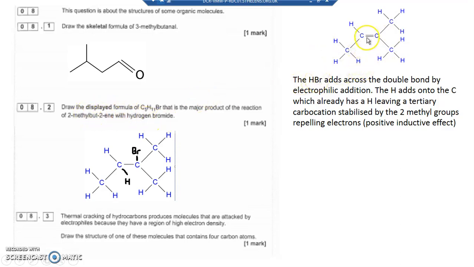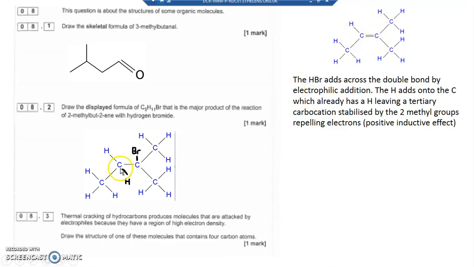Now the HBr is going to join across here. The question is, the HBr, when the H joins on, does it join to this carbon or does it join to this carbon? Which way does the H join, this one or this one? Well, the rule is that a H bonds to the carbon that's already got the most H's bonded to it. This carbon's got one H bonded to it, this carbon has got no H's bonded to it. So the hydrogen will bond to this one, and that's to do with the stability of the carbocation that's formed. It's going to end up with a tertiary carbocation here.